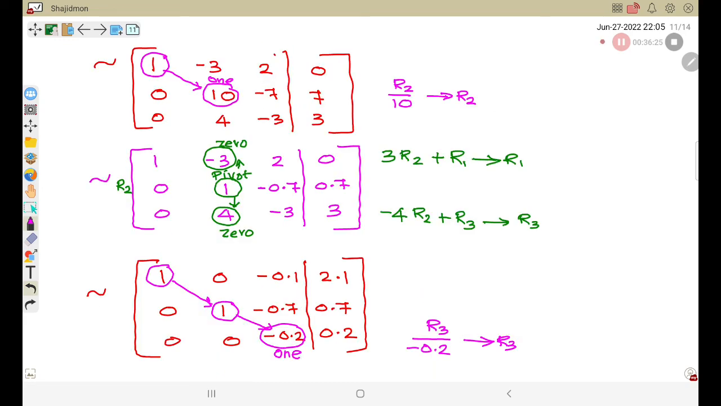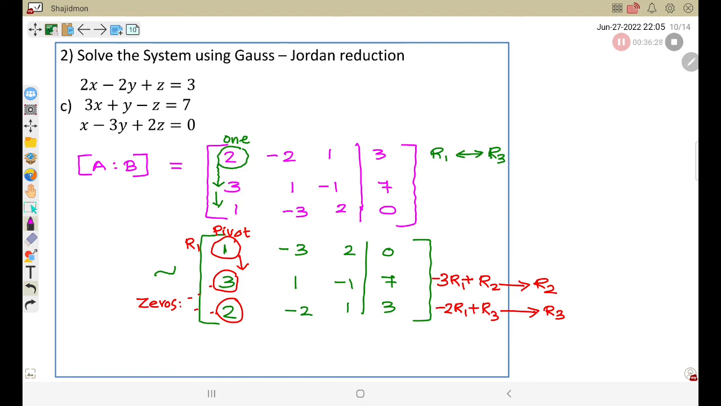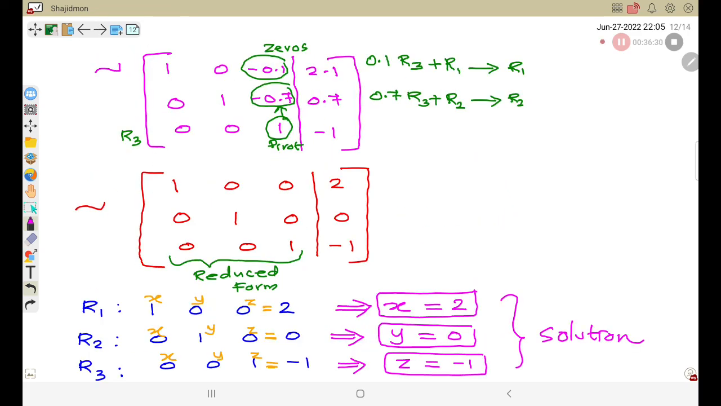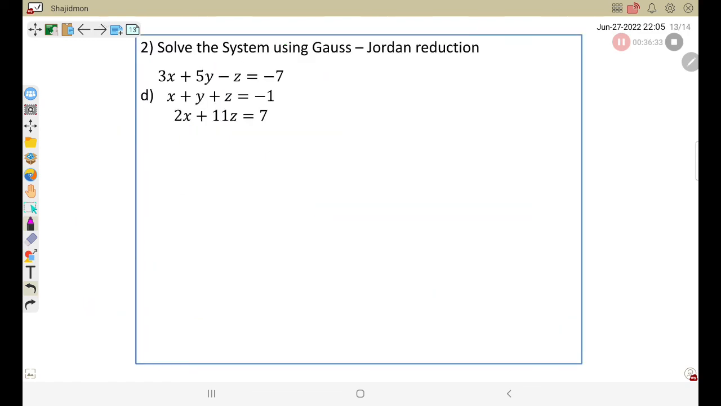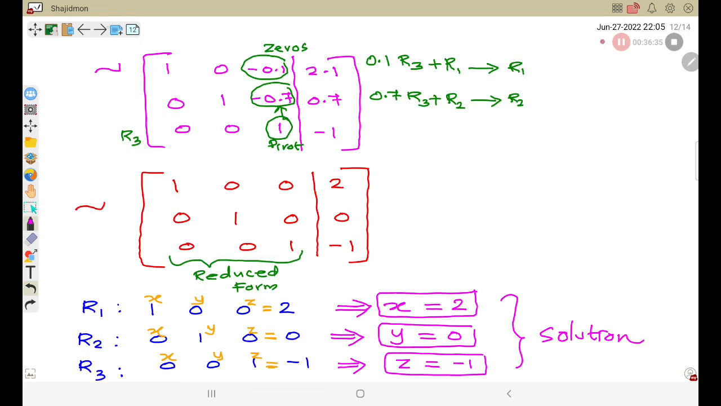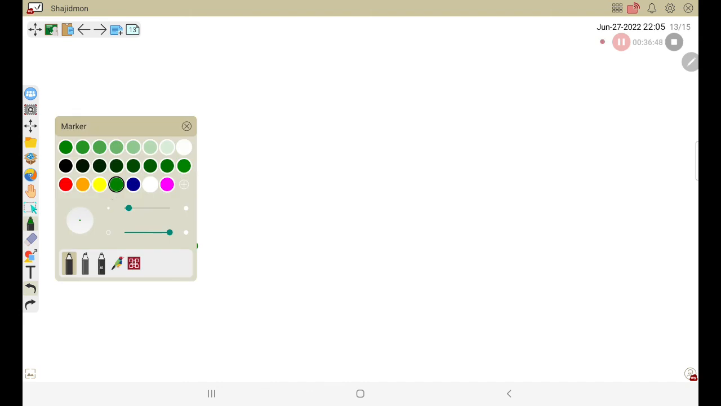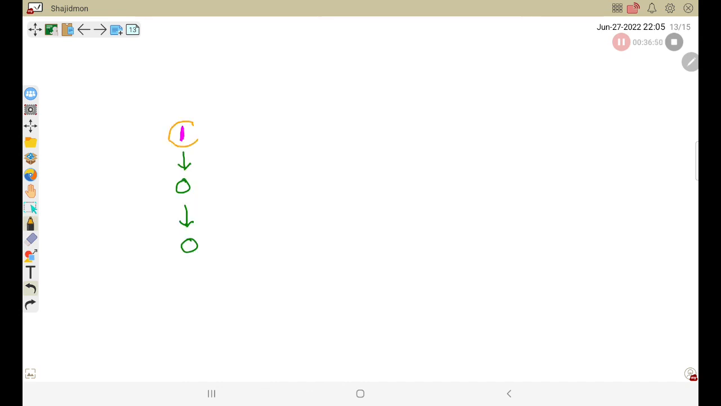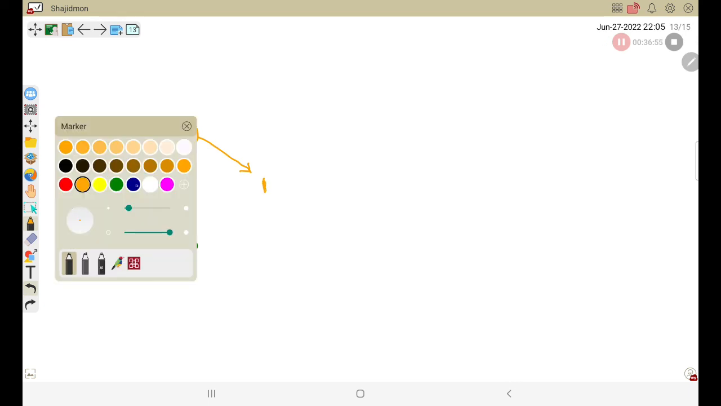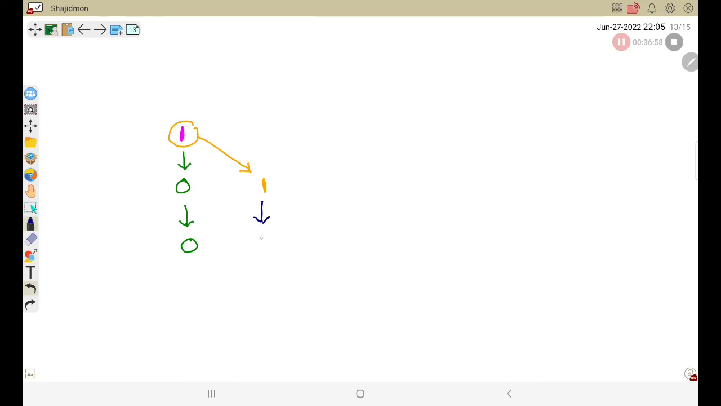Okay, so for 3 by 3 you can see it is a little lengthy, more steps are there. The idea I hope you understood. You can practice the questions now. Okay, the idea is more important. So what you do, first number should be 1, then after this 1 the down number should be 0. Second step. Third step, this diagonal number should be 1. Then after that this 1's down number should be 0, up number should be 0.